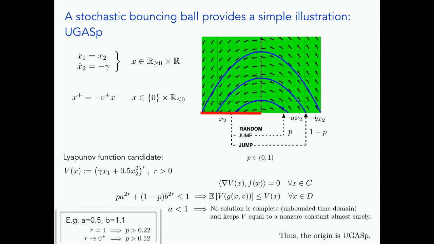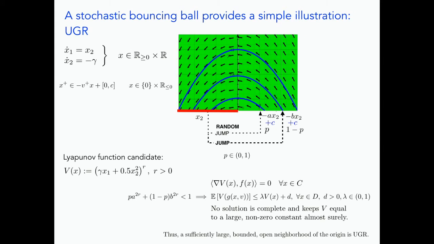And just to play up the role that this r plays, and also the fact that we didn't really need to differentiate the Lyapunov function on the attractor, if you plug in a equal to 0.5 and b equal to 1.1, and you use r equal to 1, which is just the normal natural energy, you need p to be greater than 0.22 to have this stability condition. But if you let r go towards 0, you can actually allow for smaller p's. In particular, you can get down to around 0.12.